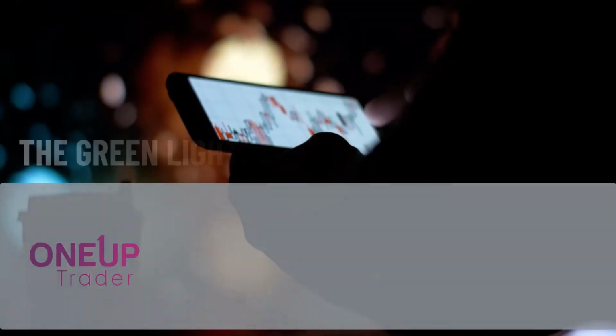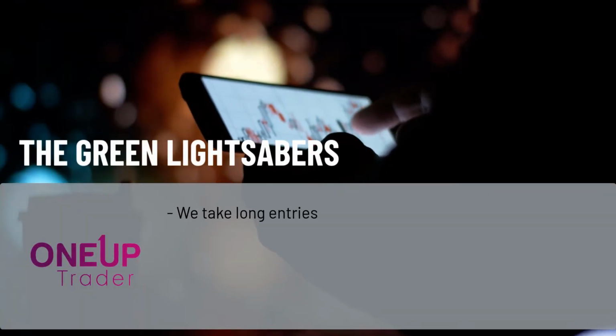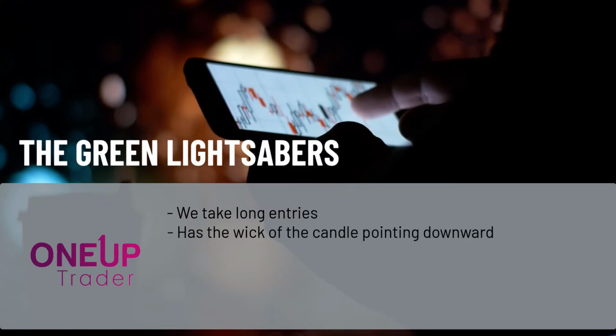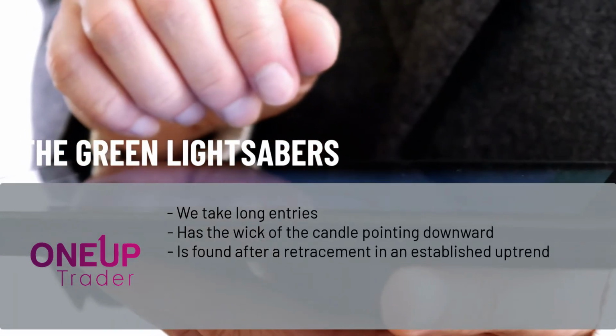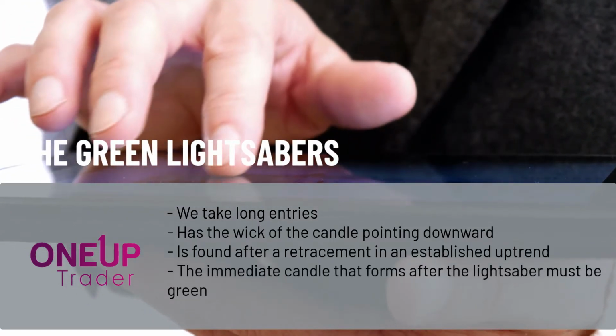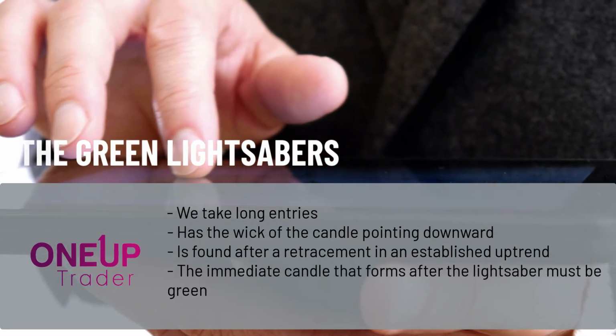For the green lightsaber, we are only taking long entries. It has the wick of the candle pointing downward, is found after a pullback in an established uptrend, and the immediate candle that forms after the lightsaber must be green.